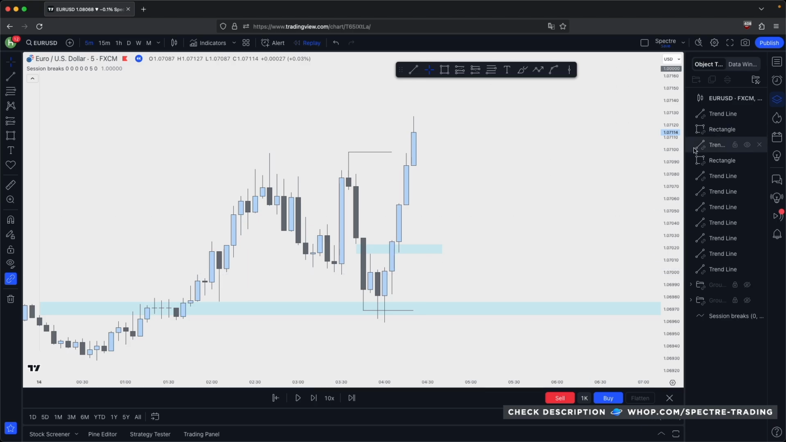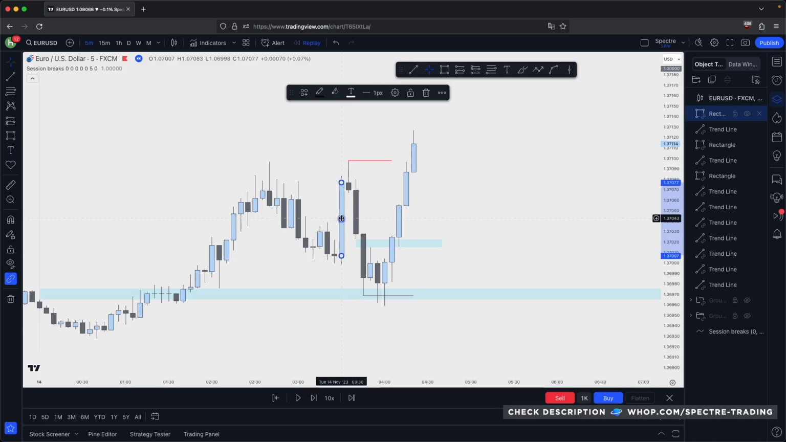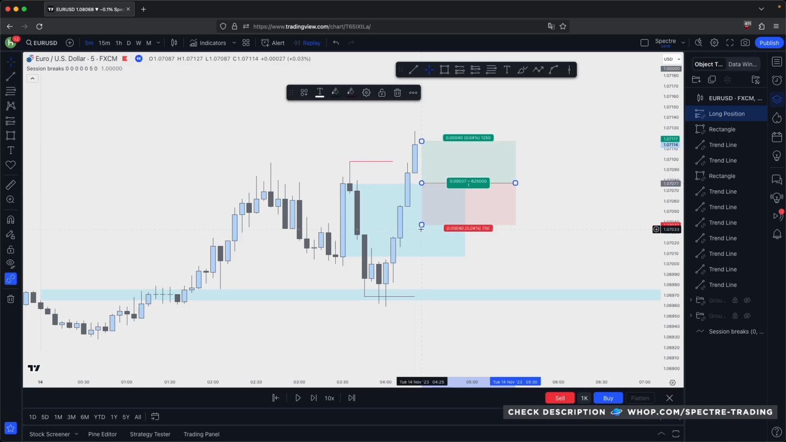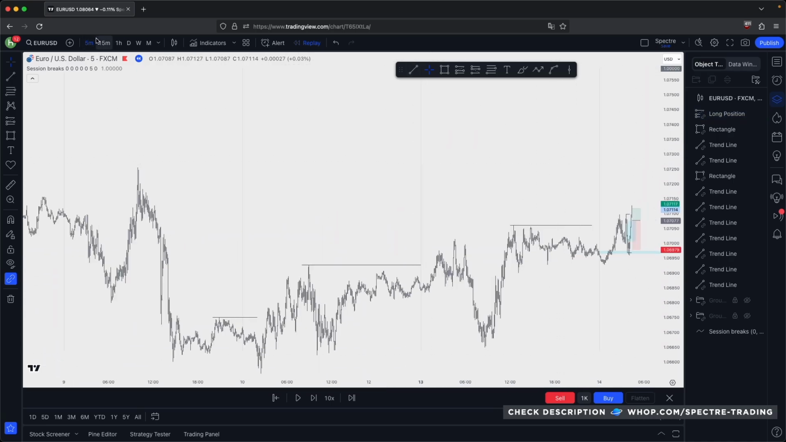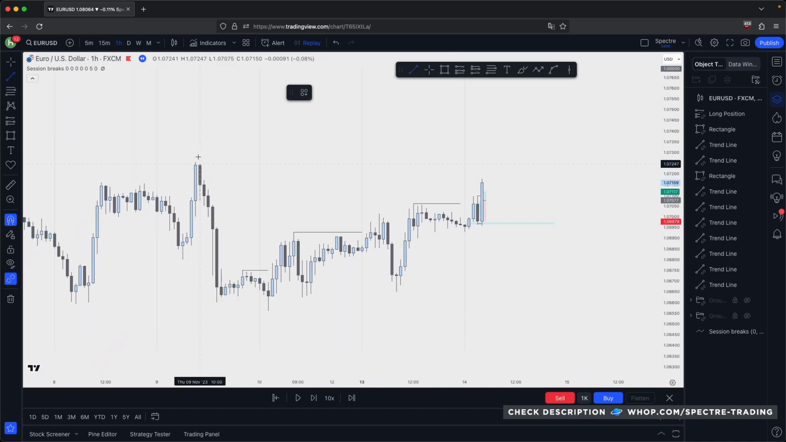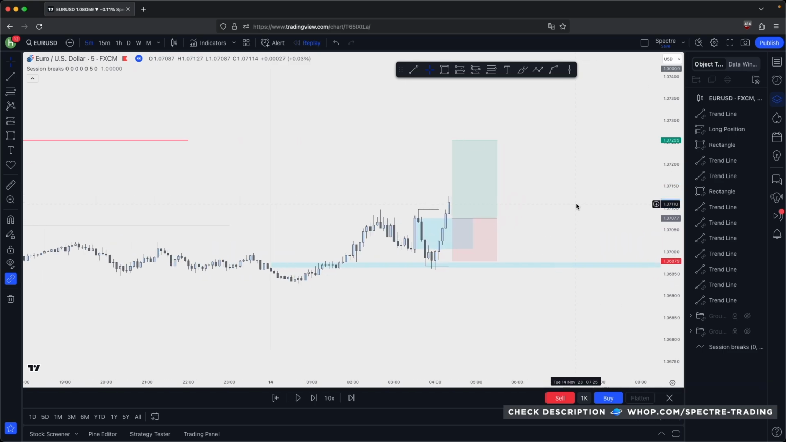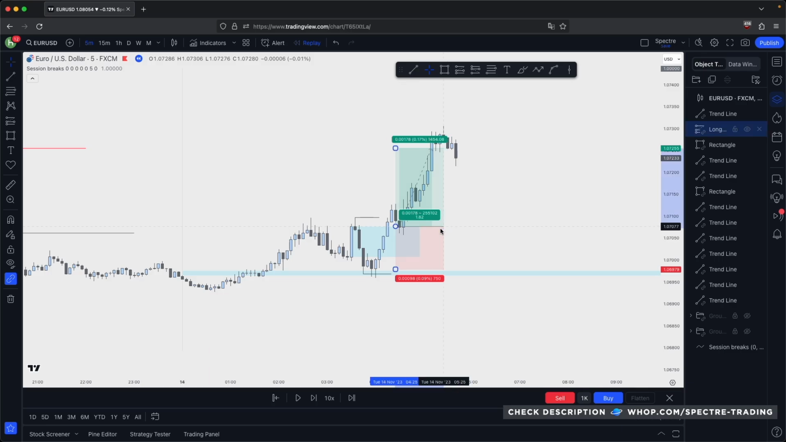Here you will look for a PD array to enter off of. In this scenario, I will look at this breaker block. Right, this breaker block, here my long position would be there, and then my stop loss would be below there. What would my targets be? Go into the hourly. This is your next draw, so I will look to target that. And let's go to the 5 minute and see if it tags us in. Like so, and that is that trade done.